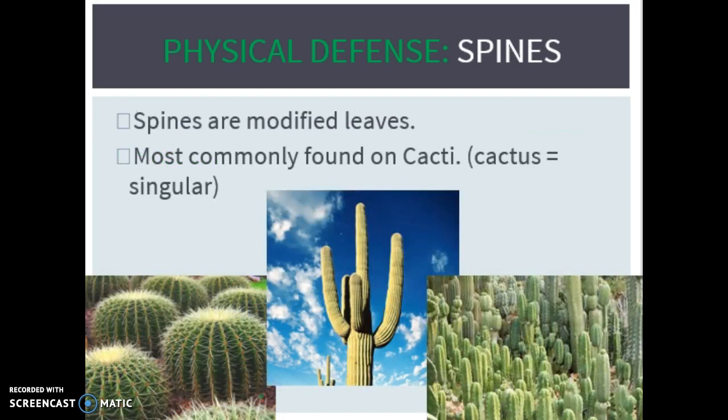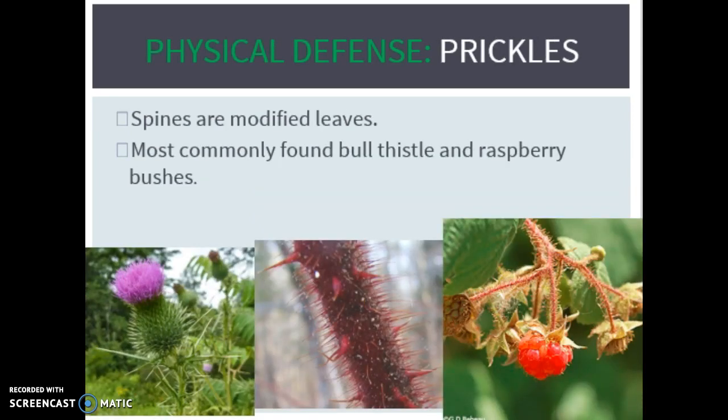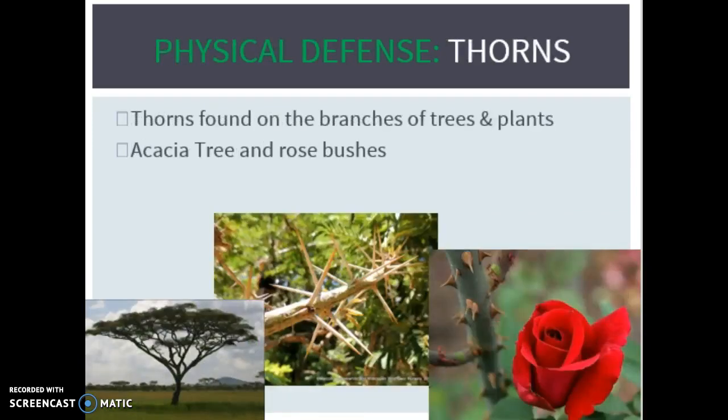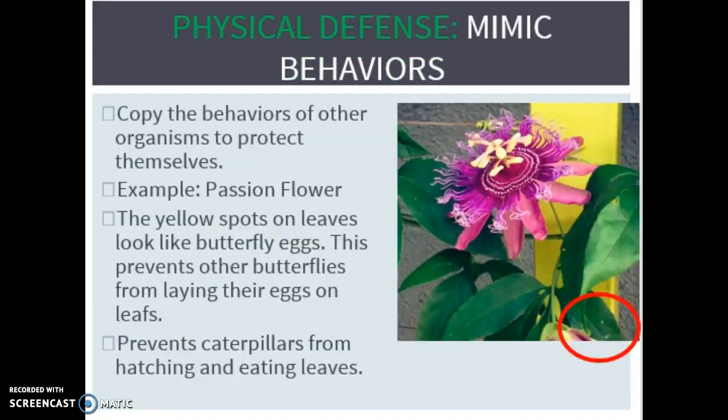We have spines, which are modified leaves. We find these in a lot of cactus. Prickles, you might have been attacked by prickles before. These are also modified leaves. Or thorns. Thorns can be found on branches of trees and plants, like the acacia tree and the rose bush here.